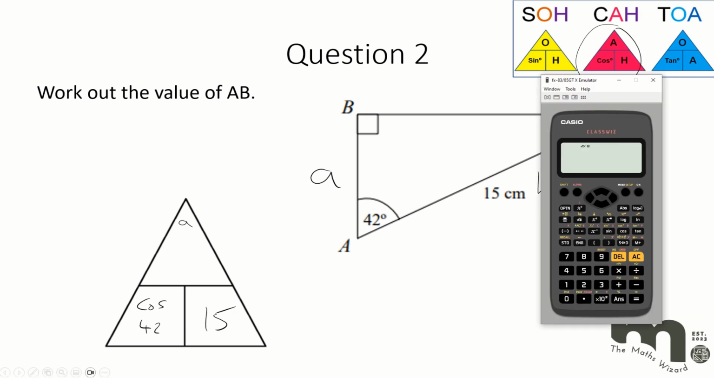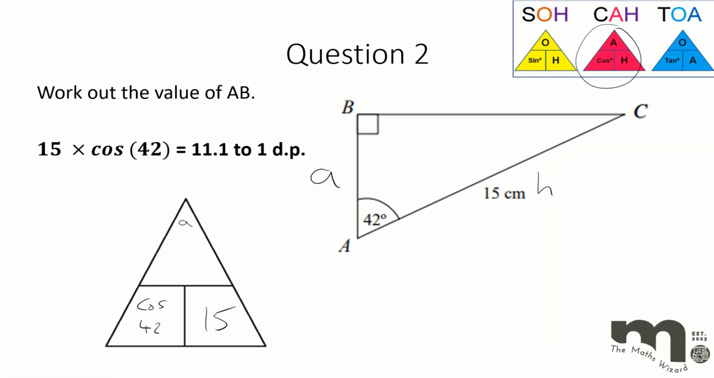And now we can put this into our scientific calculator. So 15 multiplied by cosine of 42. And if you press equals, to one decimal place, that will be 11.1.